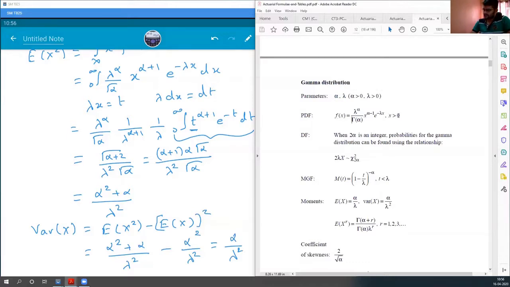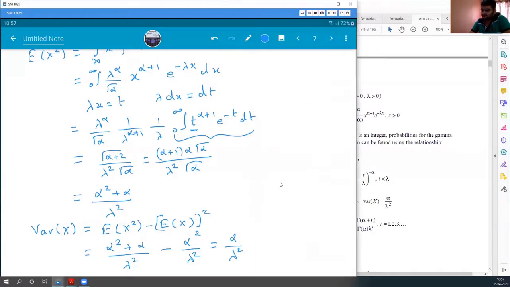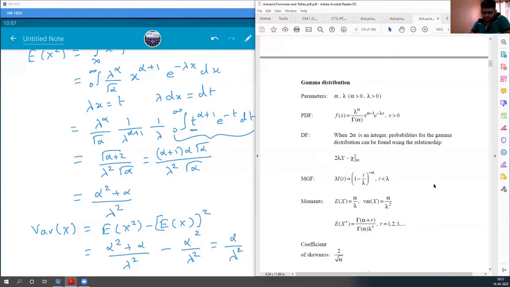You can see the f of x here. You can see the expected value and variance here. Okay, it's given in your table formula book, but because we use this a lot of the time, you should remember the expected value and variances. The PDF not so much, but the expected value and variances you should remember. So this is our gamma distribution.